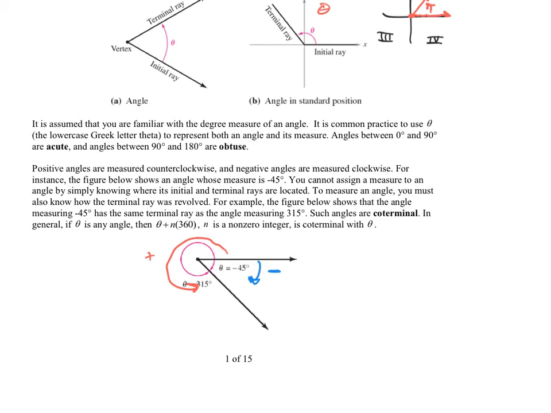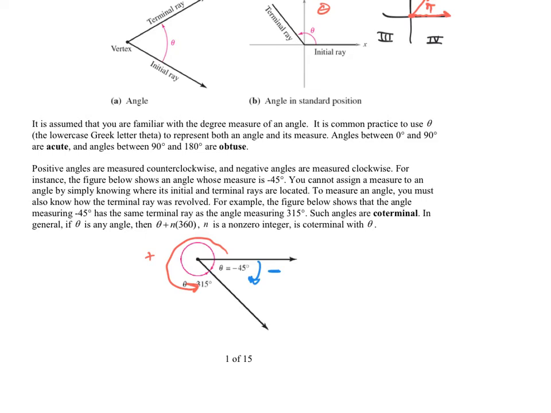It says, for instance, the figure below shows an angle whose measure is negative 45 degrees. You cannot assign a measure to an angle by simply knowing where its initial and terminal rays are located. To measure an angle, you must also know how the terminal ray was revolved. For example, the figure below shows that the angle negative 45 degrees has the same terminal ray as the angle measuring 315 degrees. So what I'm talking about here is the picture.